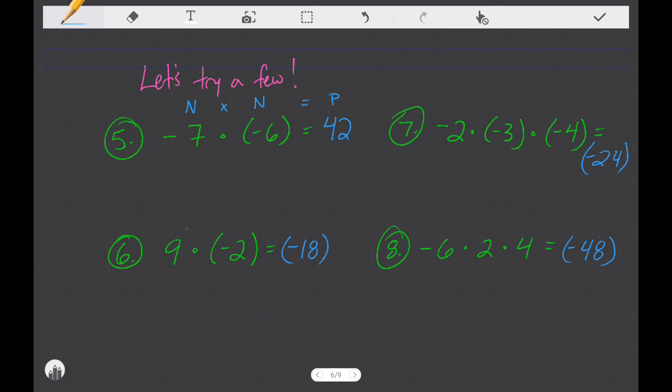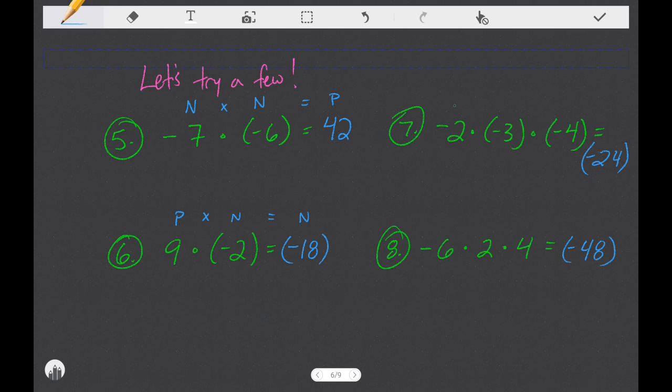On number 6, you should have positive times a negative, and you should recognize that one of those is not like the other. They're 2 different things, and so that means we're going to get a negative answer. So just 9 times 2 is 18, and now we decide, okay, one's positive, one's negative, we get a negative answer. Now, number 7 and 8 are a little bit trickier.